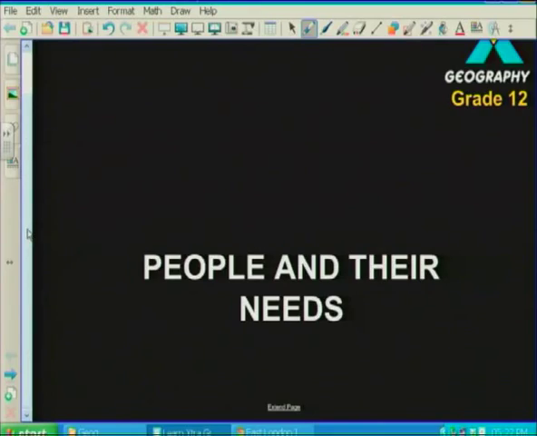My name is Clinton van der Merwe, and today we are looking at one of your human geography sections, which is ordinarily going to make up question 3 or 4 of the exam paper. If you have a look at your notes here, we're looking at the section called People and Their Needs, which always used to be traditionally the economic geography section of the Matrix syllabus.